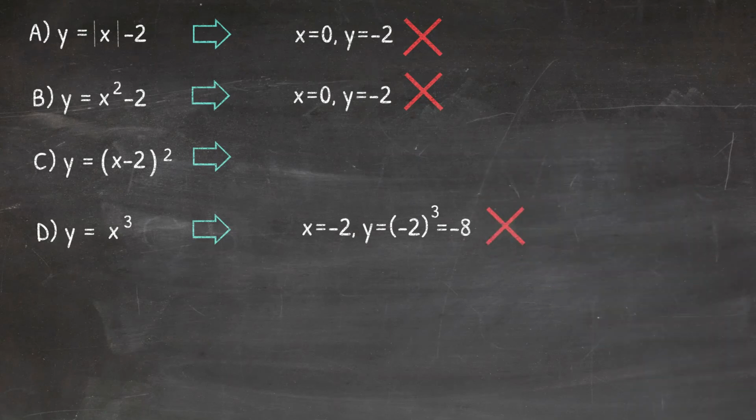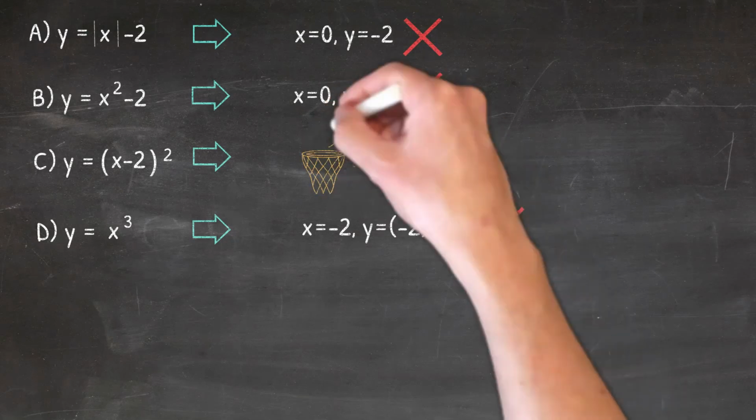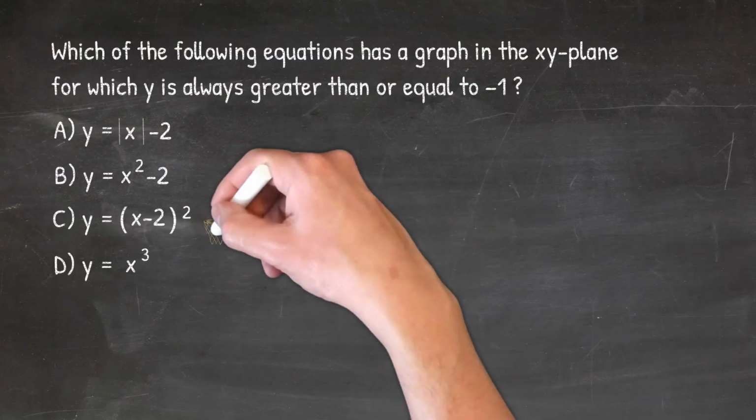Let's take a second look at answer choice C before we confirm it. x minus 2 squared. Any number squared results in a positive answer, so the lowest that we can get is a 0, which is higher than -1. So let's settle on answer choice C, the correct answer.